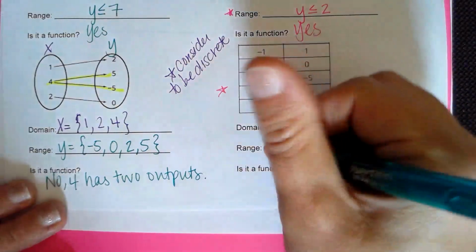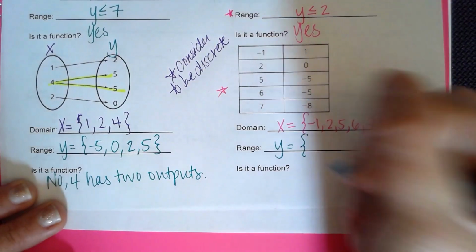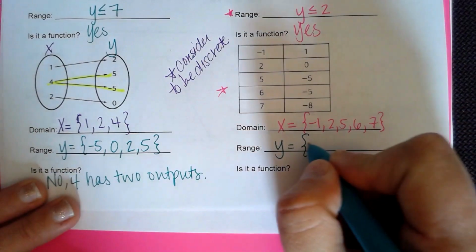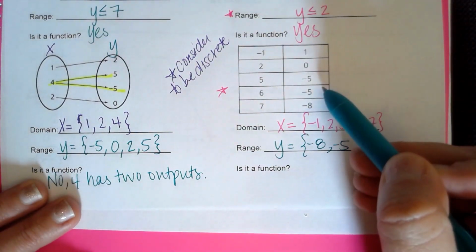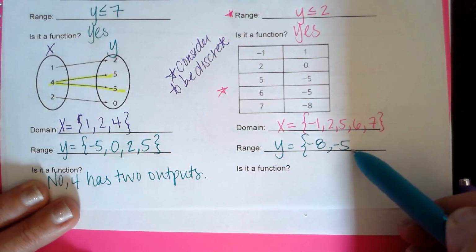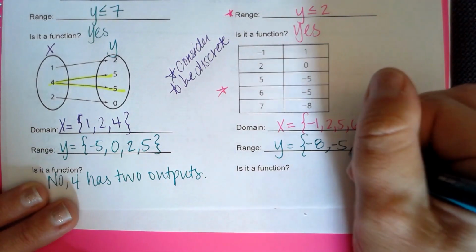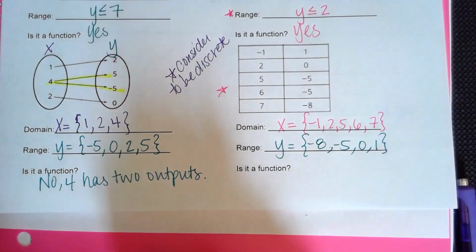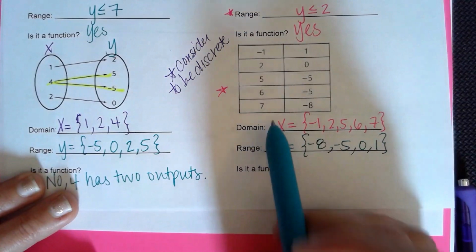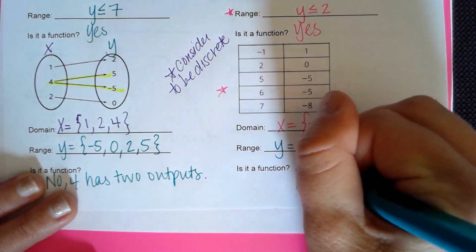Okay, and then my range, y is equal to -8, -5. So remember, even though the -5 repeats, I don't repeat it down here in my range. I just write it one time. 0, 1. And is it a function? None of the x values repeated, right? So yes, it is.